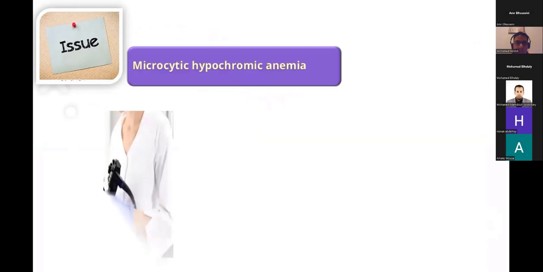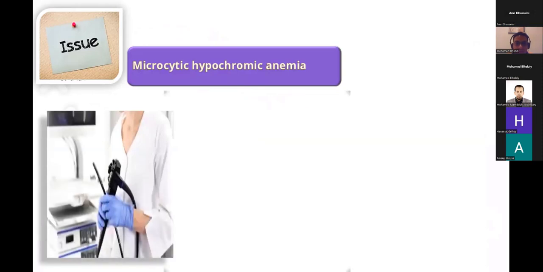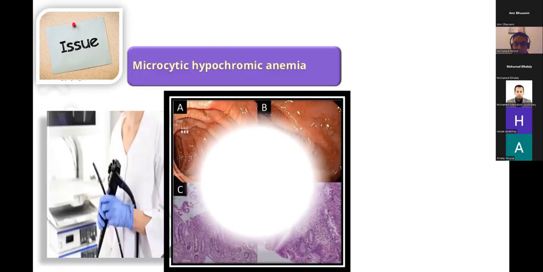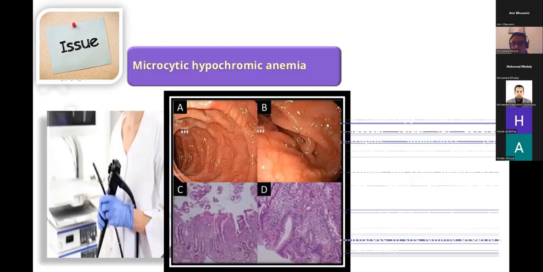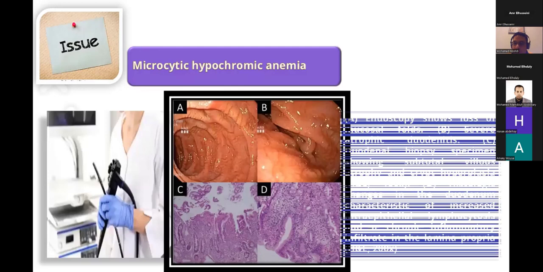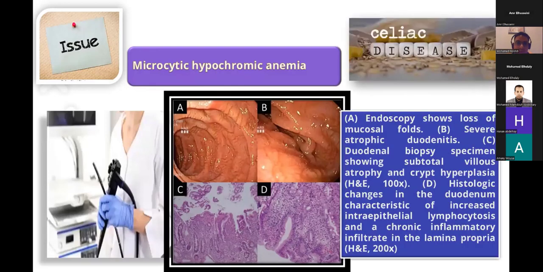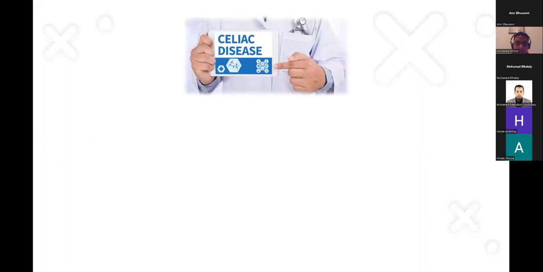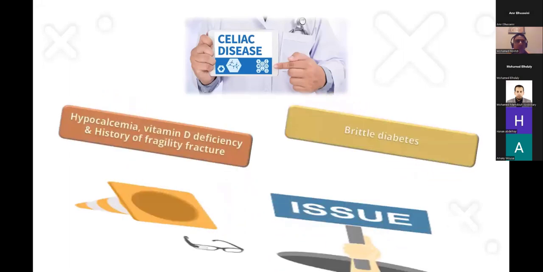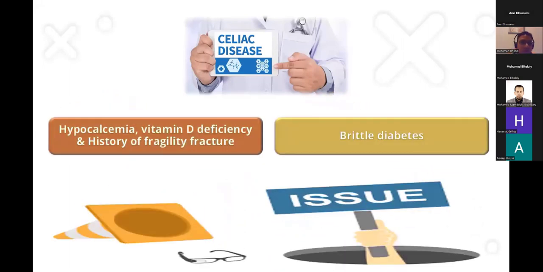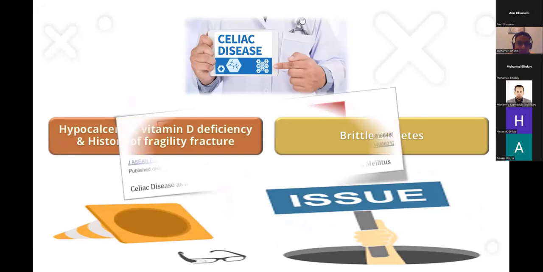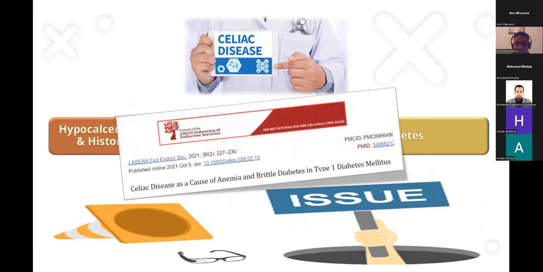For the second issue, the microcytic hypochromic anemia, we proceeded to upper GI endoscopy, and we took a biopsy from the first part of the duodenum, which revealed a pathology indicating a case of celiac disease. Celiac disease already solved the other two issues, as it can indicate malabsorption, causing hypocalcemia, vitamin D deficiency, a history of fragility fracture, and brittle diabetes as well. Celiac disease has been reported many times as a cause of anemia and brittle diabetes in type 1 diabetic patients.